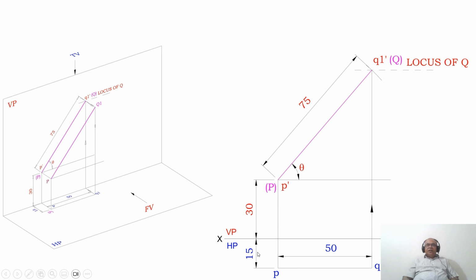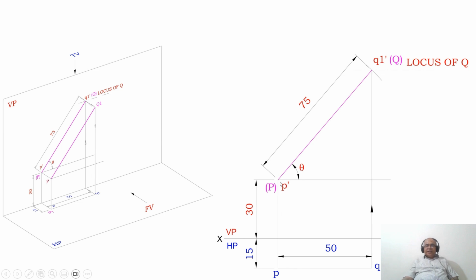Now, as we know that the top view line is parallel to XY, correspondingly in the front view you are going to get the true length. So from this projector P, you measure a distance of 50 mm and mark that point as Q1 in the top view. Then P is in front of VP by 15 mm, and Q1 should also be in front of VP by 15 mm. So join PQ1, and from Q1 draw a vertical projector to the front view.